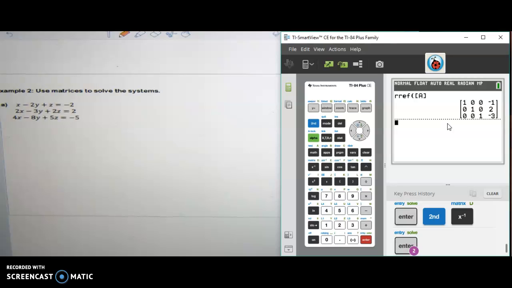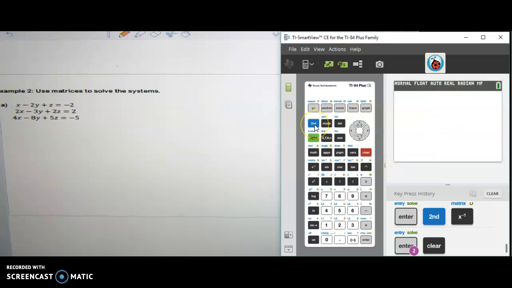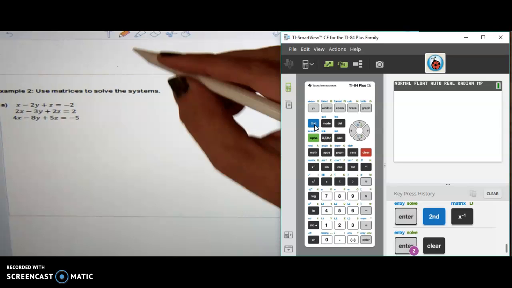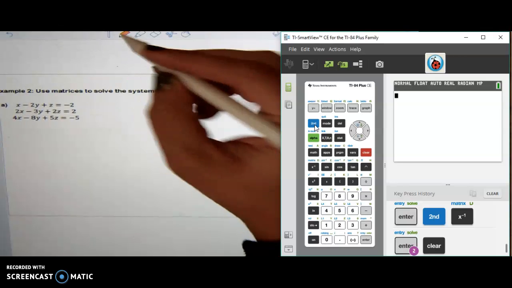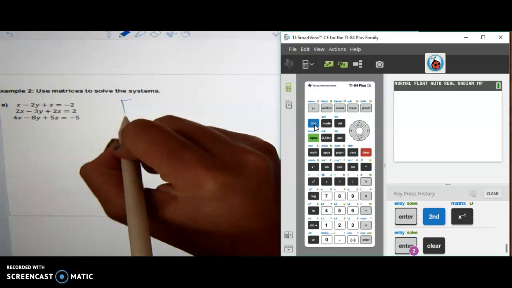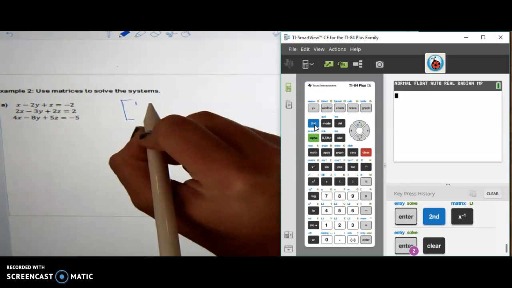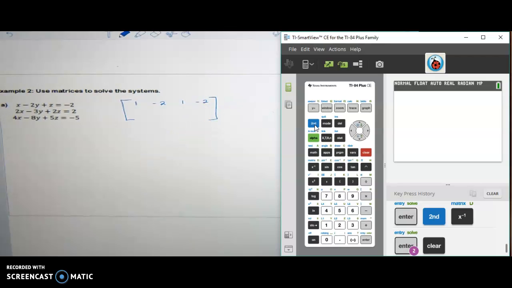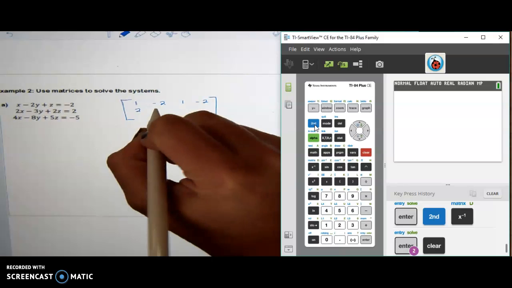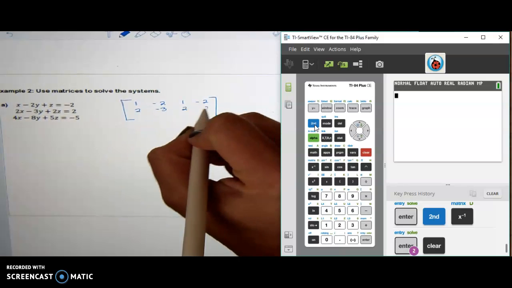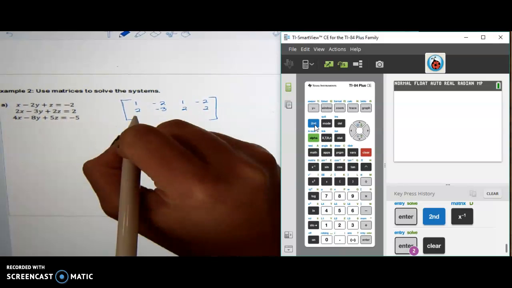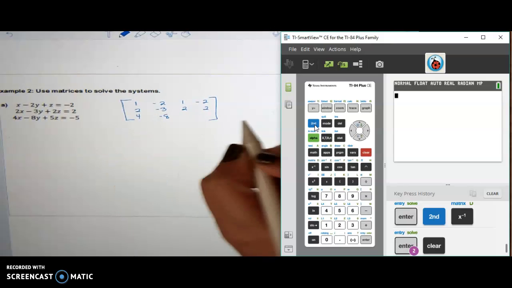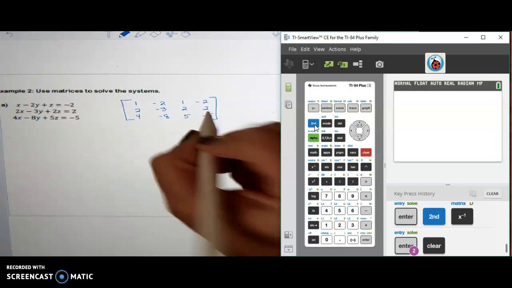So we're going to try another one. Okay, so remember to get to first let's make the matrix that we're going to type in. So for my first equation here, my x is 1, negative 2, 1, negative 2. So that's x, y, z, and then the answer. And then we have 2, negative 3, 2, and 2. And then we have 4, negative 8, 5, and negative 5.